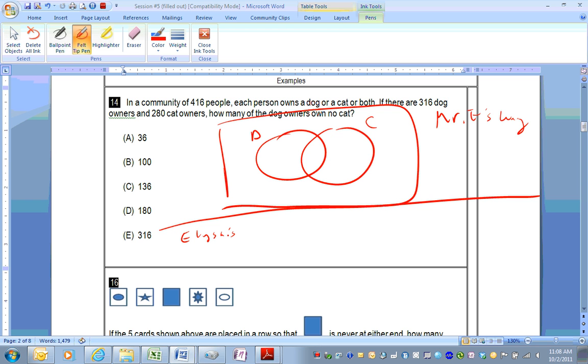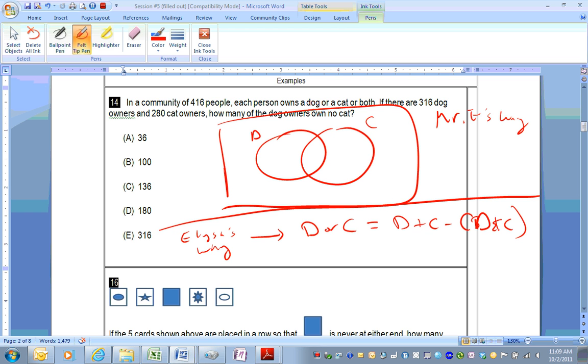It'll be Elisa's way. All right. So here's what I'll do. The best way to think about it is that to be D or C, it's going to equal D plus C minus D and C. Because if you think about it, you don't want to double count the middle. Because these overlap, they're not mutually exclusive.